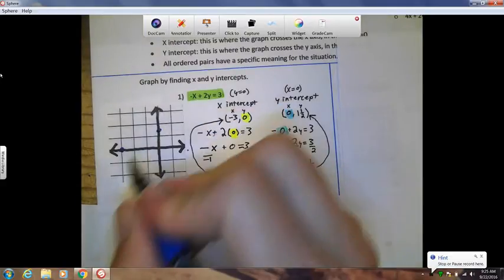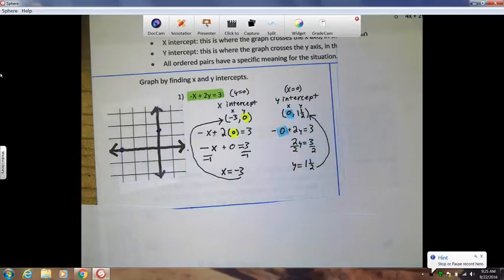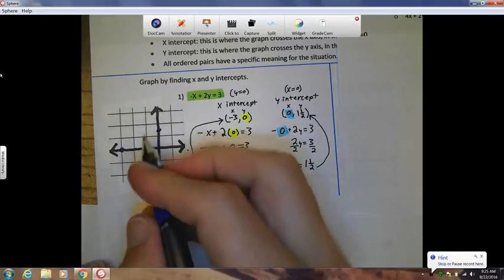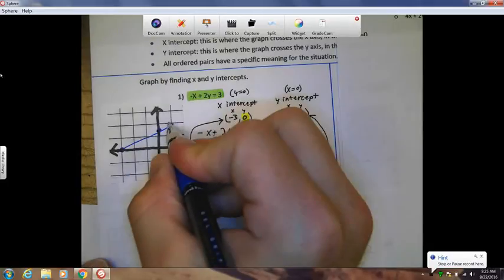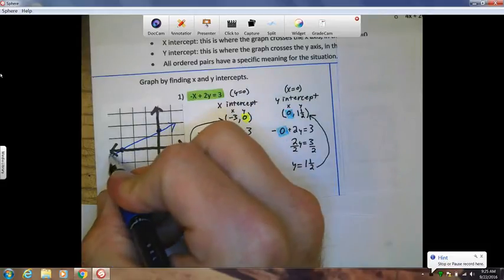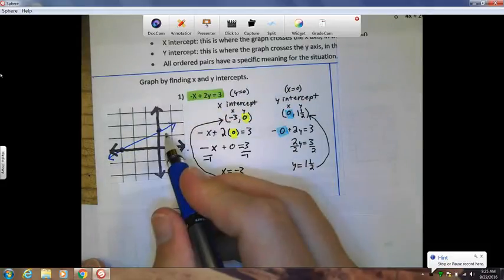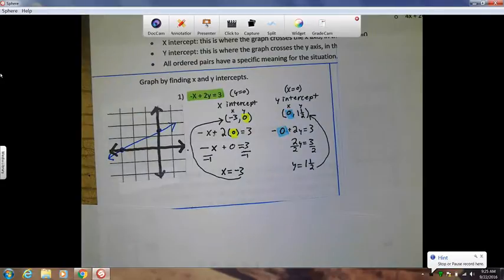So now I can graph my line. I have my x-intercept, I have my y-intercept. I'm putting these arrows to show that the line continues on, but I'm only going to show part of it. Let's look at another example. Here's number 2.